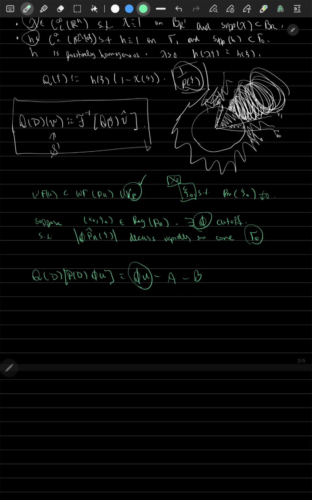Okay, so if we can show that A decays rapidly in the direction we want, B decays rapidly in the direction we want, and this whole guy decays rapidly in the direction that we want, then we have that this one decays rapidly in the direction that we want. Because this is from a property that we know: the wavefront set of some distribution A plus some distribution B is contained in the wavefront set of A union with the wavefront set of B.